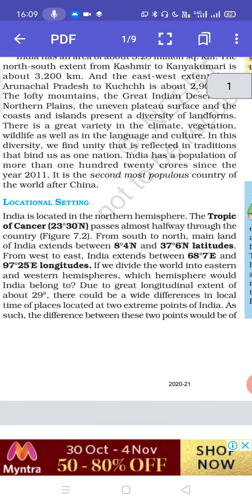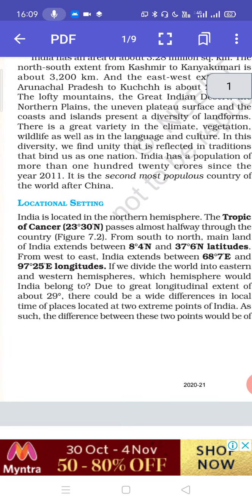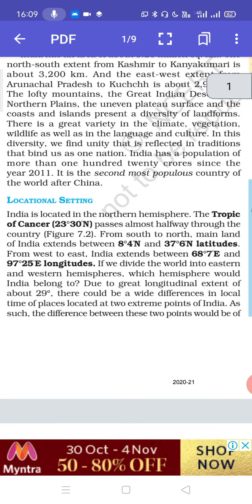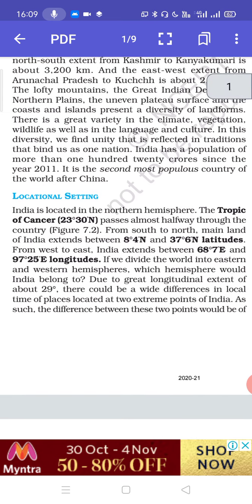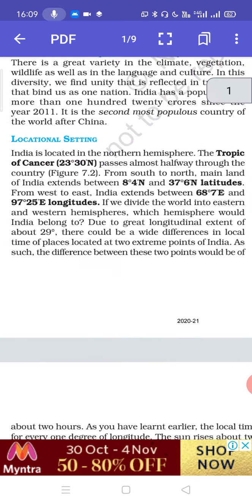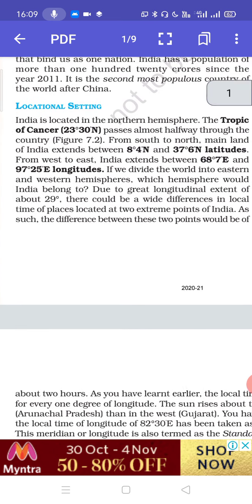If we divide the world into eastern and western hemisphere, which hemisphere would India belong to? Due to the great longitudinal extent of about 29 degree, there would be wide differences in local time of places located at two extreme points of India. As such, the difference between these two points would be about 2 hours.